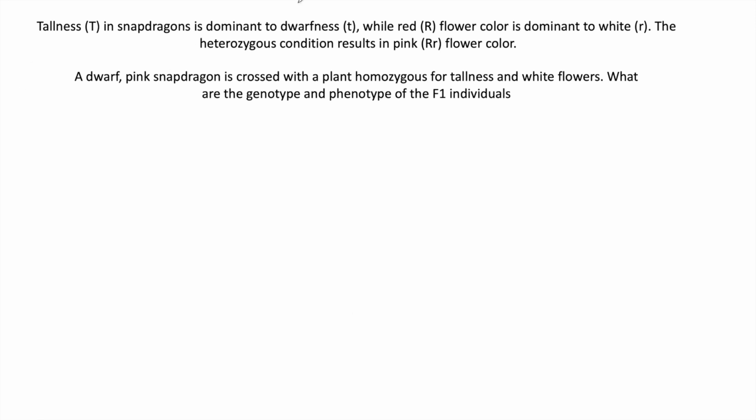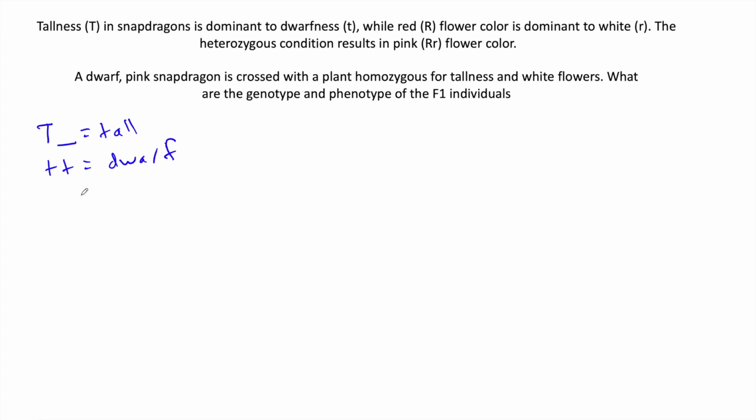Okay, so let me actually start by making myself a little key. So tallness is dominant to dwarfness. So big T dash is tall. 2 little t's is dwarf in these plants.